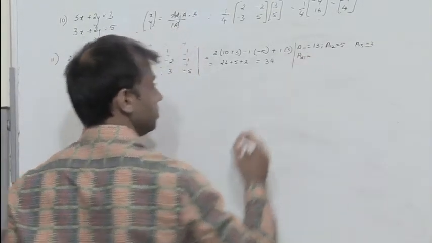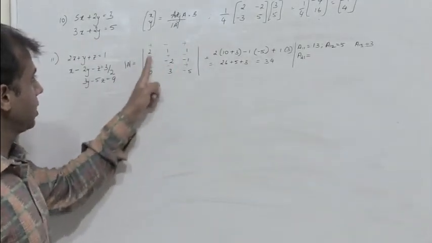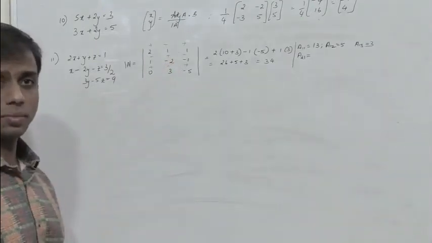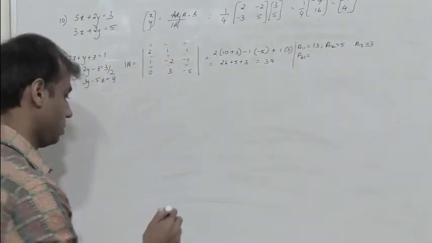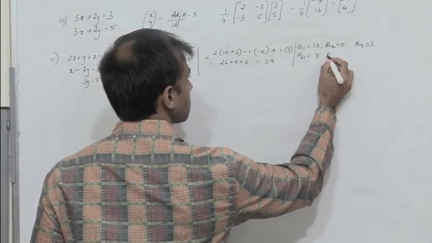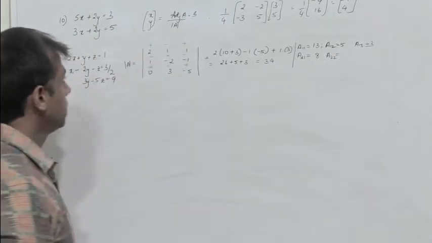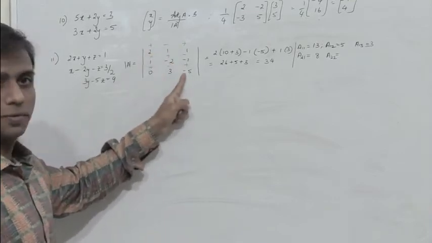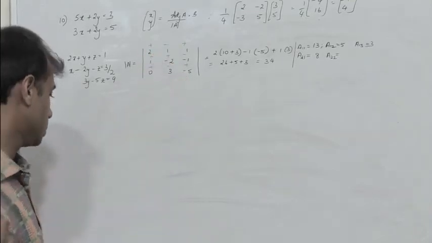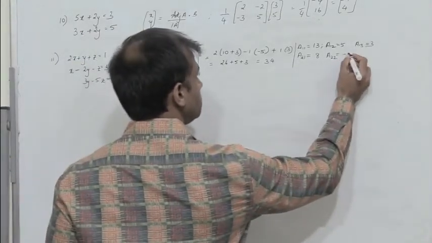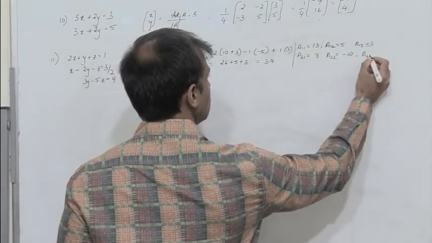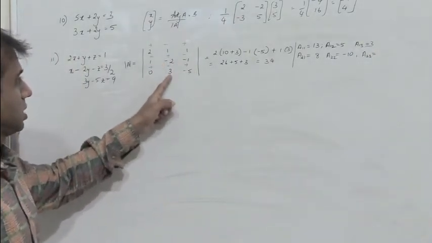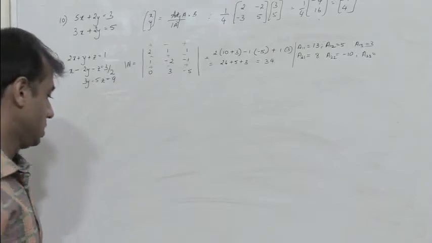Next, A21, leaving the second row and the first column. 1 into minus 5 is minus 5, minus 3 is minus 8, but with the negative sign, so we get plus 8. Next, A22, leaving the second row and the second column. We have 2 into minus 5, which is minus 10, with a plus sign, so I have minus 10. Then A23 is leaving the second row and the third column. So 2 into 3 is 6, with a minus sign here, so minus 6.